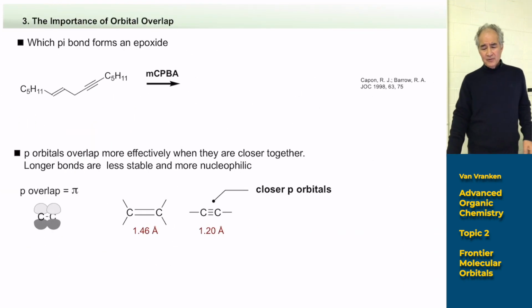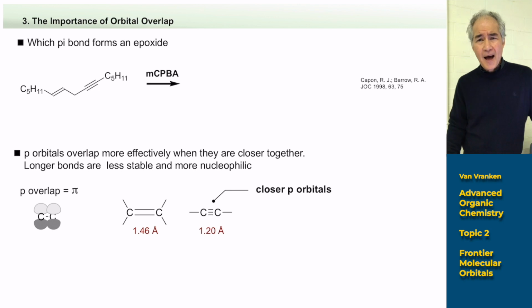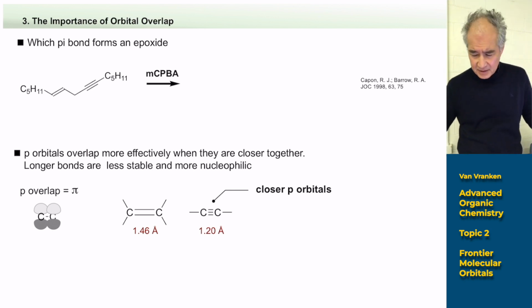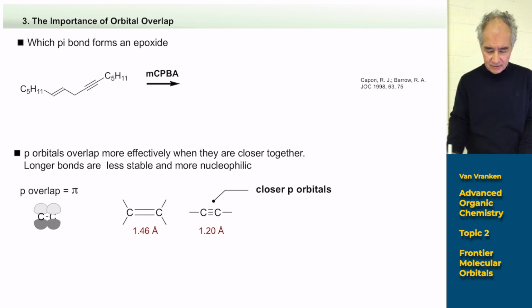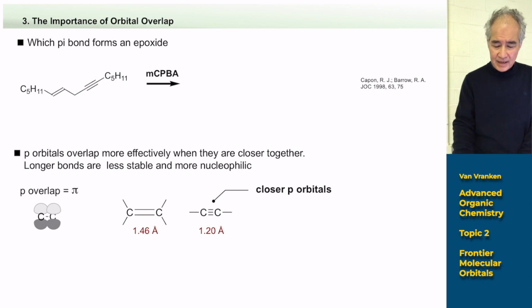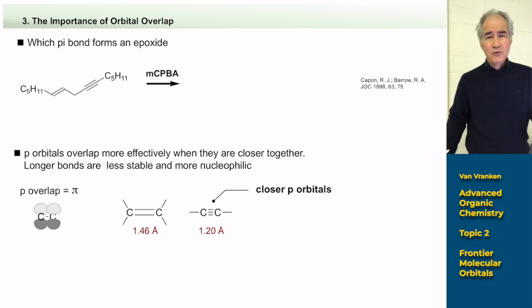Okay, let's take another look at the implications of orbital overlap. Let me show you a simple example here. We're simply going to take this substrate that is rather symmetrical. I've got this system here that has two pi systems. Here's a double bond, here's a triple bond, and there's pentyl groups on each end. Everything else is the same. So really, if we take an epoxidizing reagent, I don't know if you remember, MCPBA makes epoxides with pi bonds. If you react that with this system, what's the product going to be?